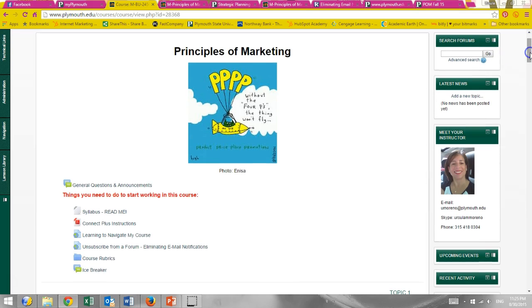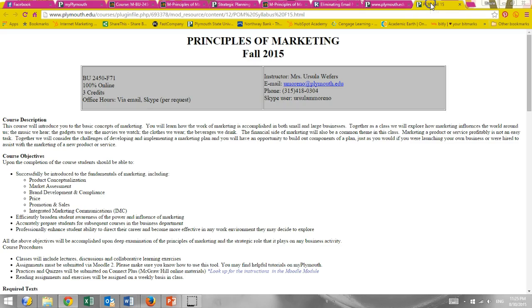The first thing that you're going to do is read the syllabus. And this is extremely important because the syllabus is going to outline every single thing that we're going to do in the class. It's basically like a contract. It's all what you have to do, all what I have to do. And we both, you as a student and me as your professor, are going to follow the guidelines. So let's go and take a look at our syllabus.